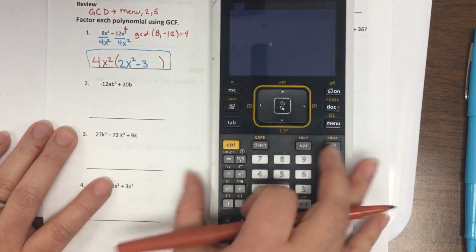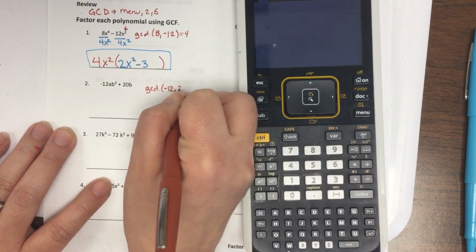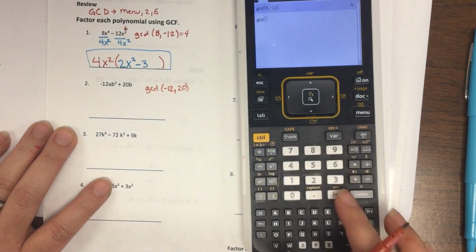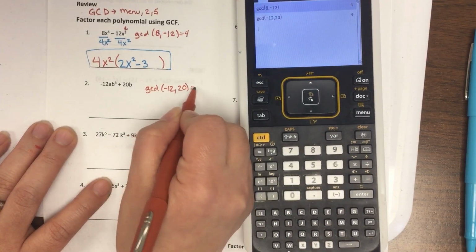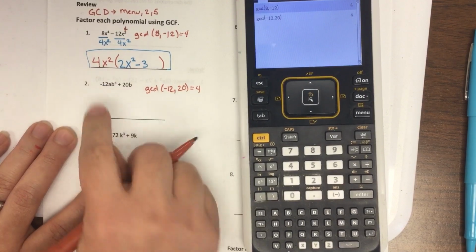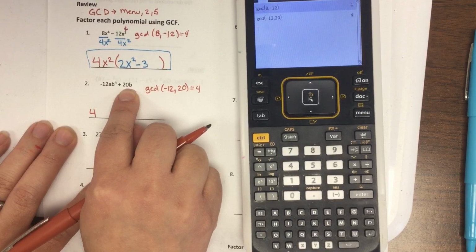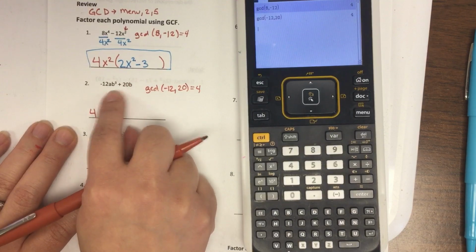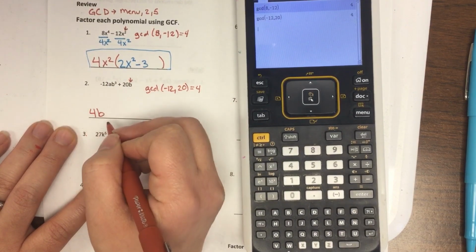Same thing, my GCD. If I use my calculator, it's going to be the GCD of negative 12 and 20. So you could type that in. Menu 2, 5. I have negative 12 and 20 comes out to 4. So we get 4 again. Then I look for my variables. The first term has the a. The second term does not have anything, so I cannot use a. Then I look at the b's. They both have the b variable. The first term has b cubed, the second one is just the b, so that's the one we're going to go with because it's smaller.